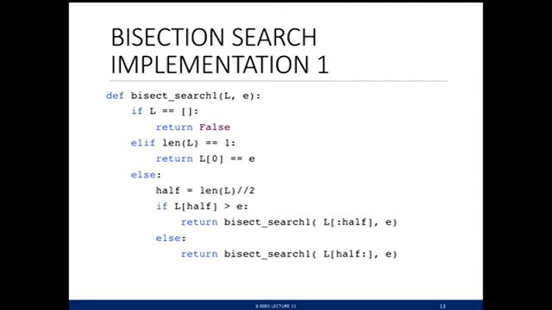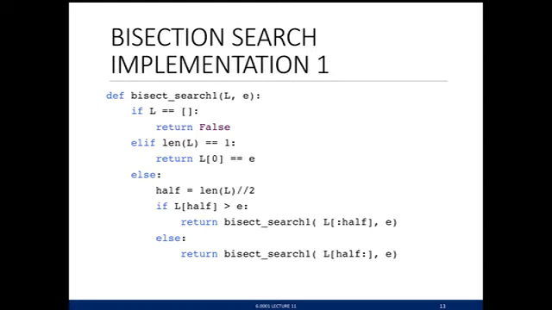It says if the list is empty, there's nothing there, the thing I'm looking for can't be there, I return false. If there's exactly one element in the list, then I just check it. If that thing's the thing I'm looking for, return true. Otherwise, return false. Otherwise, find the midpoint. Notice the integer division here. Find the midpoint in that list and check it.